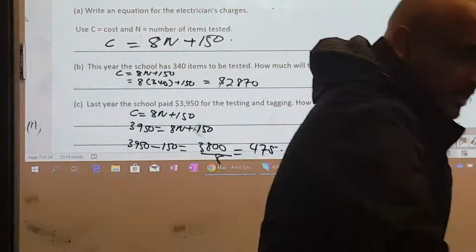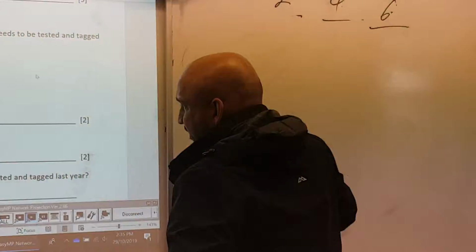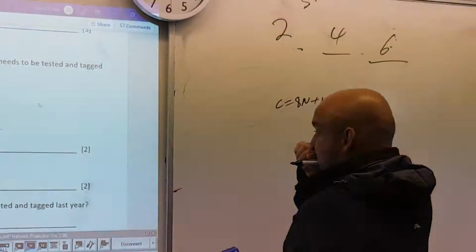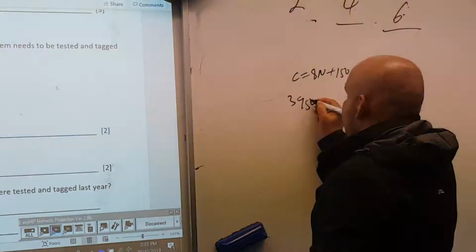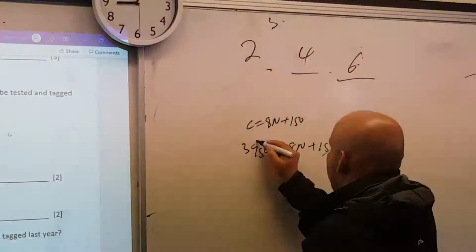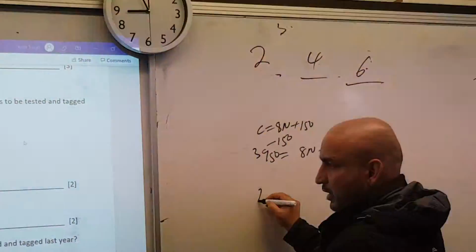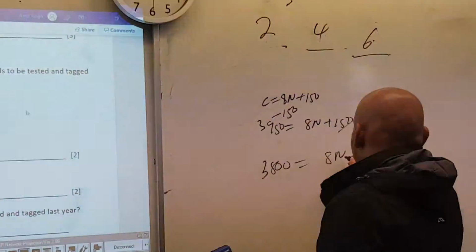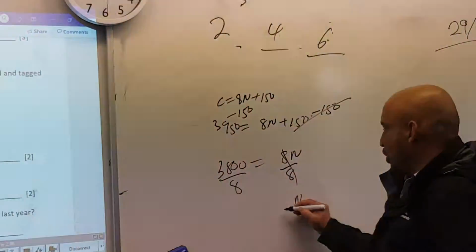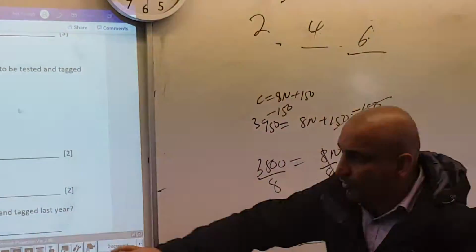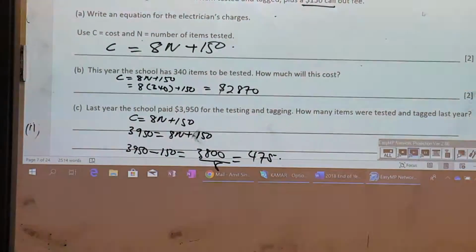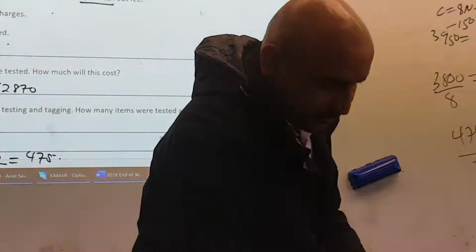If I do it over here, guys, some of you have learned this way. C equals 8n plus 150, and you got 3950 equals 8n plus 150. So minus 150 here, gone, minus 150. So you have 3800, 8n. Now you want to find the value for n, divided by 8. So n is equal to 475. Whichever way you find it easy. Clear? So that's question number 5.